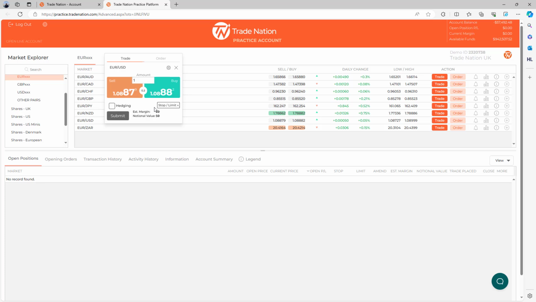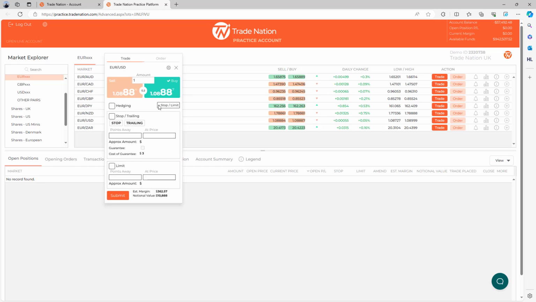This is a ticket, remember? And there's a little button there that says stop or limit. I'm going to go long, but then I'm going to put the little stop in here. Let me show you. So I'm going long at £1 a point. I'm going to put my stop in here, and it's asking me for points away or at price.